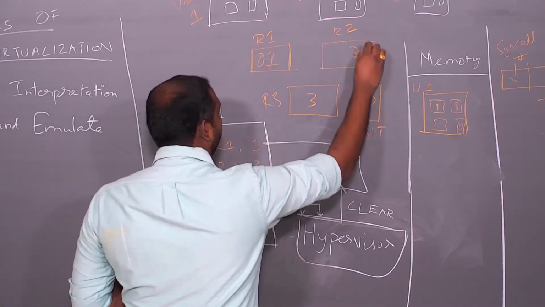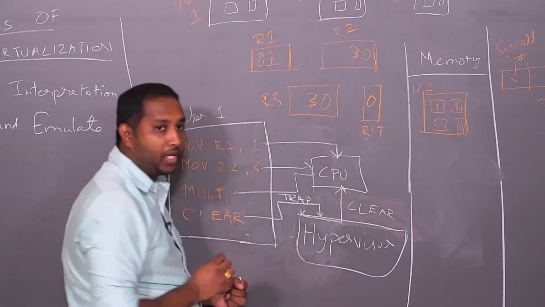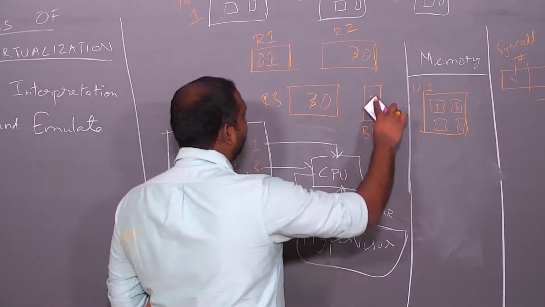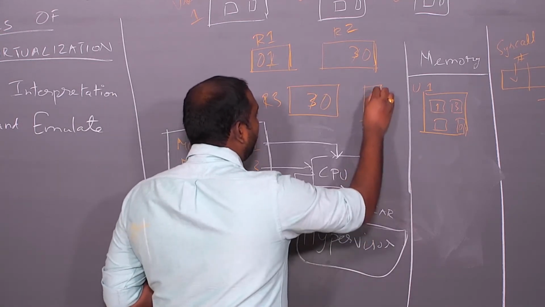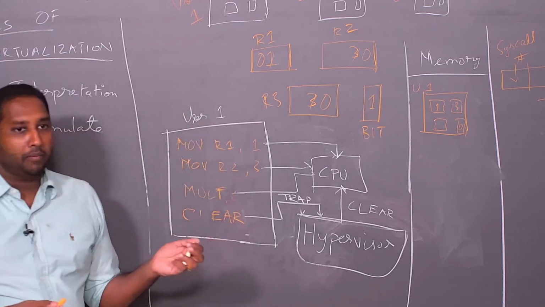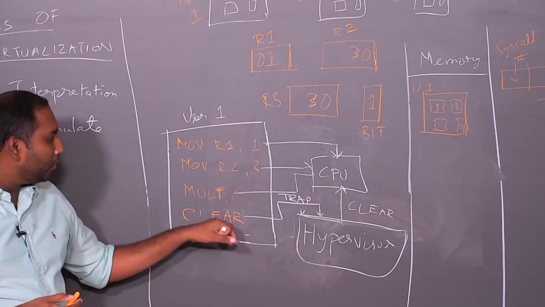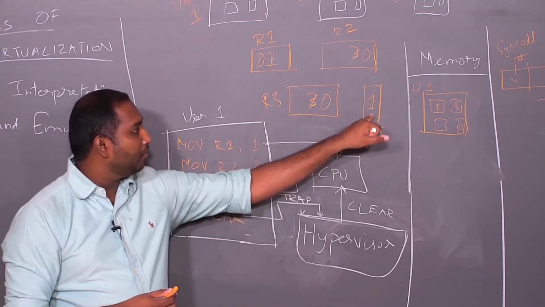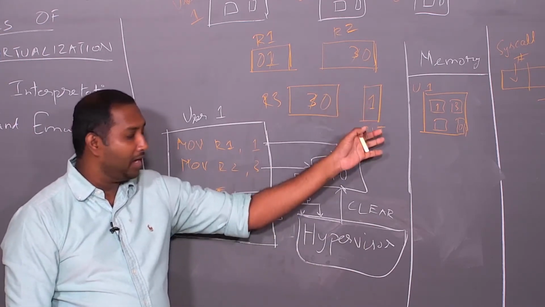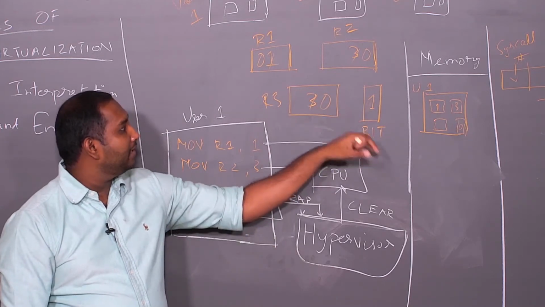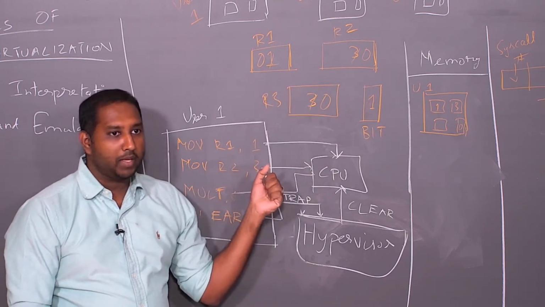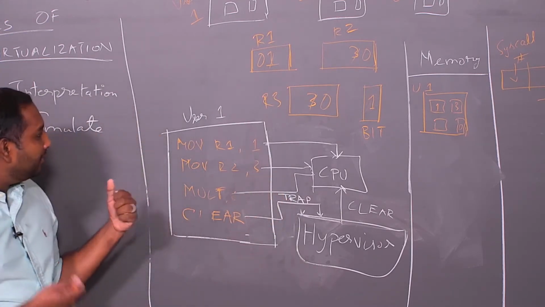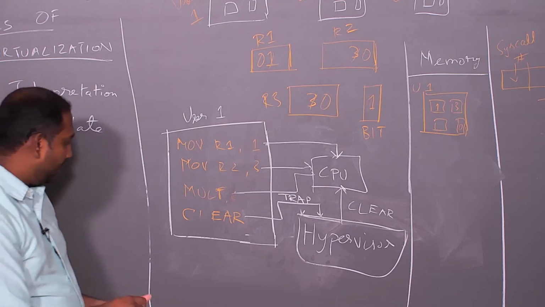Okay. Now, while the clear is happening, the hypervisor will be in bit 1, right? Because when you are executing clear, you need to be in a higher privileged mode. So the hypervisor would have set this bit to 1, and it would have then cleared all the registers. Okay, and here comes the problem. So imagine that there is a different instruction.